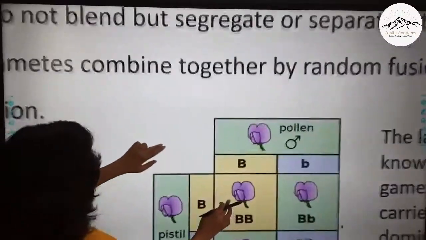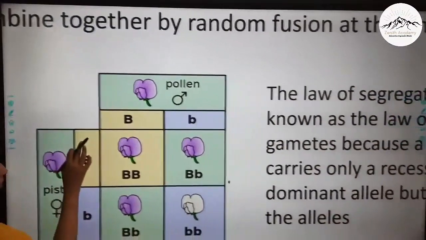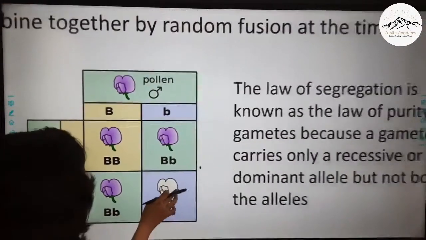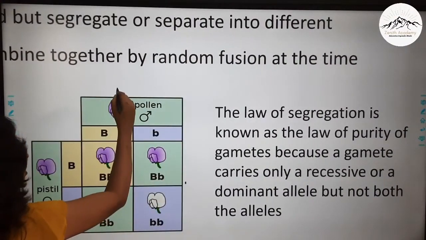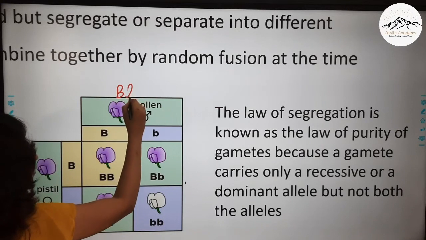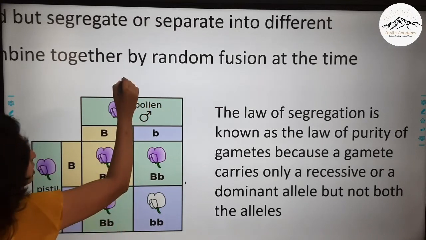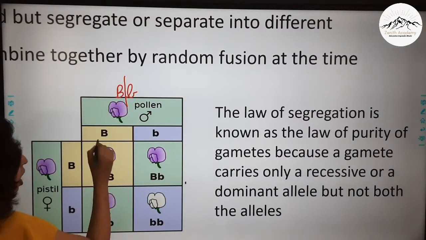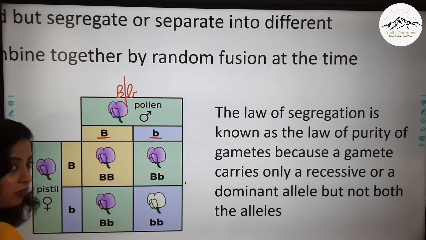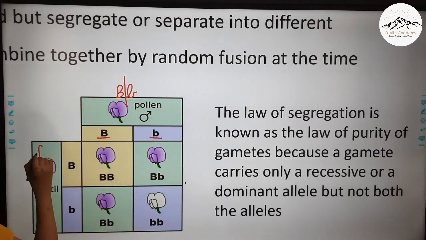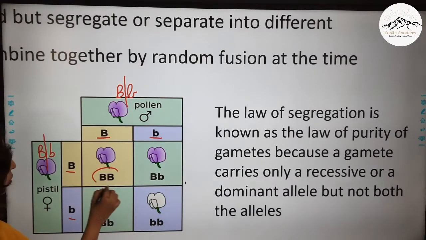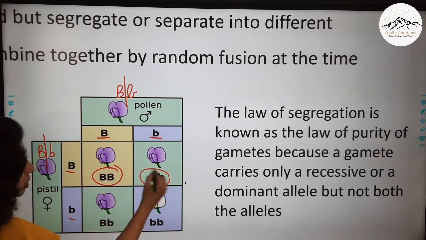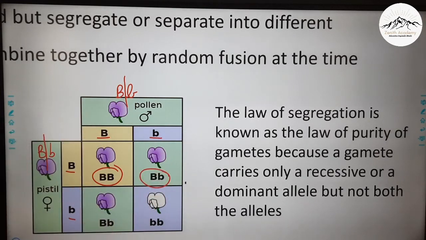Now here if you try to understand the same thing, this was capital B, small b, right? So this separates and forms capital B and small b differently. This also separates and forms different gametes, and then they recombine. So here you can see they are recombined like this. So this is the law of segregation.